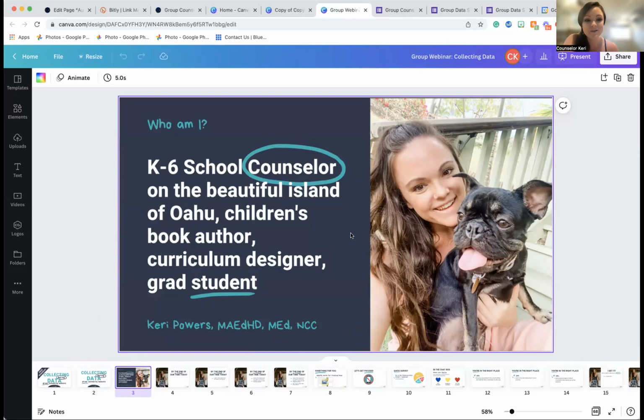I am also a children's book author. I have a couple of parenting books that are out now, and I write curriculum for school counselors. And I'm a grad student. I'm working on my doctorate. I'm so close to being done. I'm getting ready to start the research for my dissertation, and I'm hoping I will be done by the end of this upcoming school year. So I would love to have that off of my plate, but I am really enjoying it.